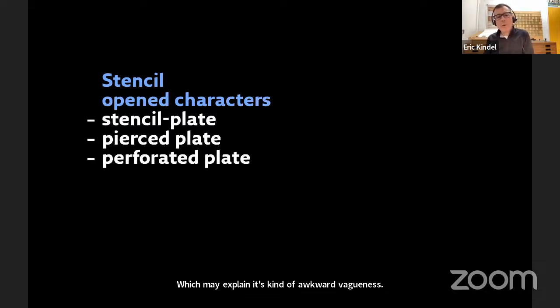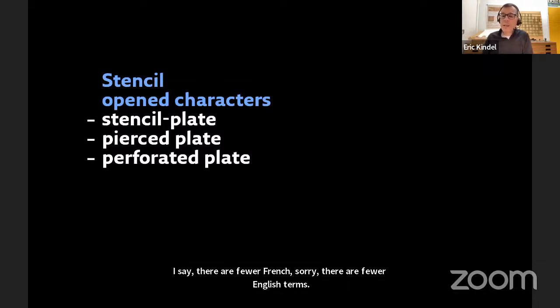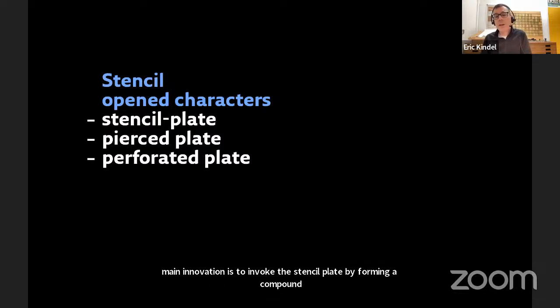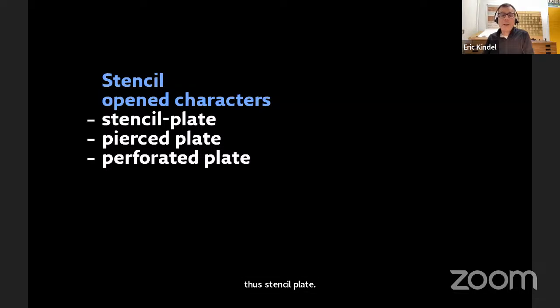As I say, there are fewer English terms. The main innovation is to invoke the stencil plate by forming a compound, thus stencil plate. However, in the first decades of the 19th century, the use of stencil was unstable, it seems, because the term was not well known, as I've already mentioned. And so again, other more common descriptors are also used, such as indeed pierced and perforated.